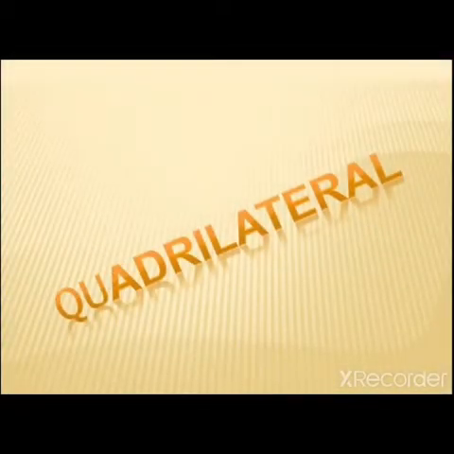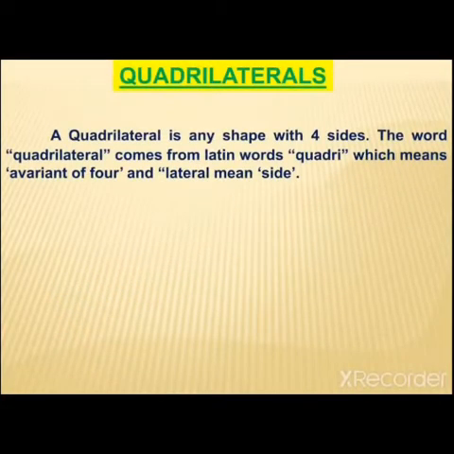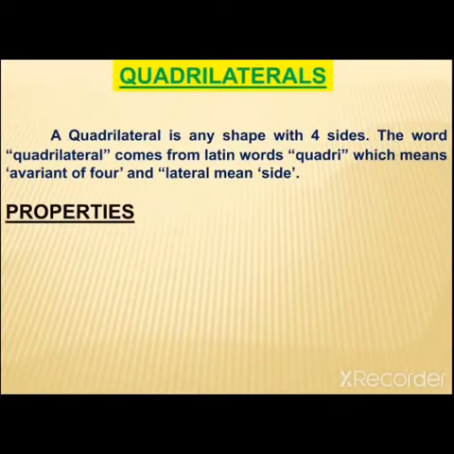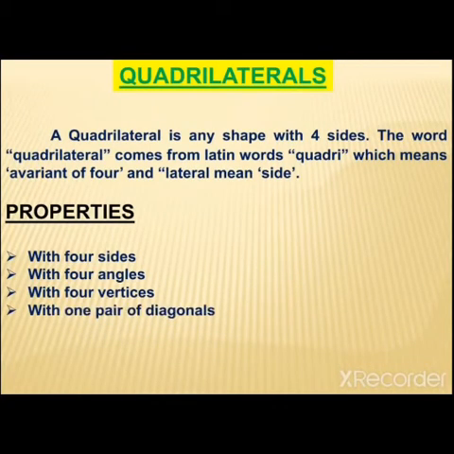Now our next topic is quadrilateral. Now what is the meaning of quadrilateral? A quadrilateral is any shape with 4 sides. The word quadrilateral comes from the Latin words quadri, which means a variant of 4, and lateral means side. Properties are: 4 sides, 4 angles, 4 vertices, and 1 pair of diagonals.